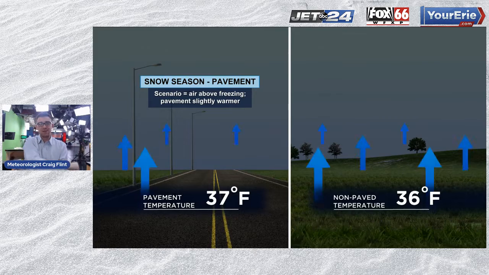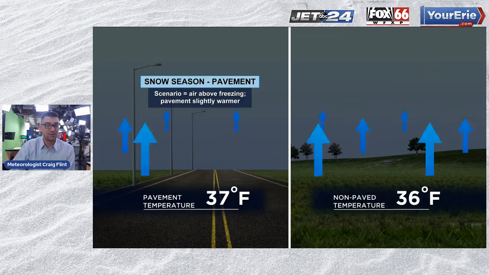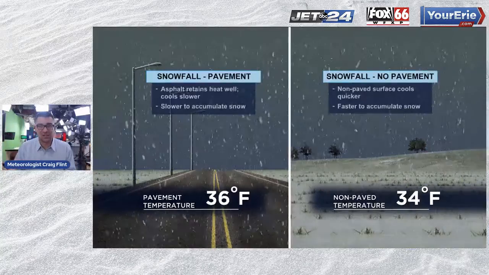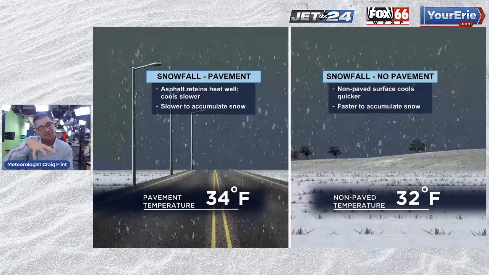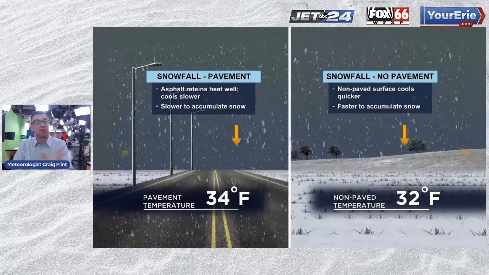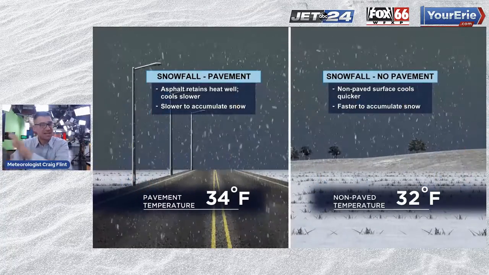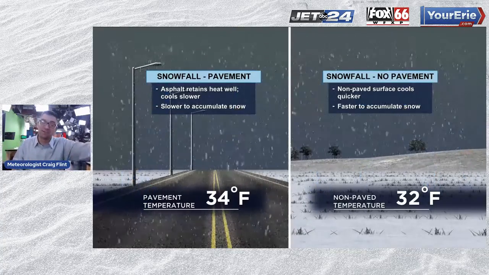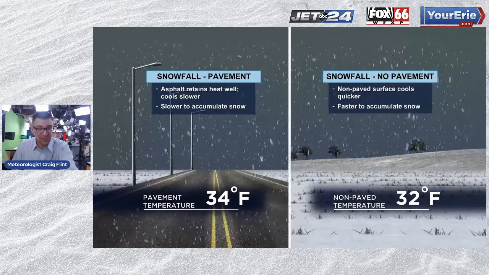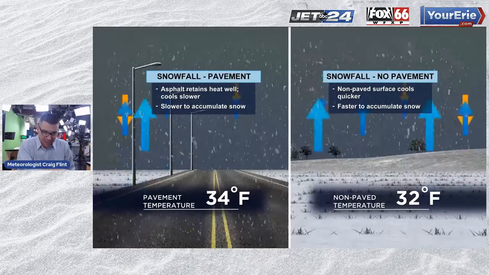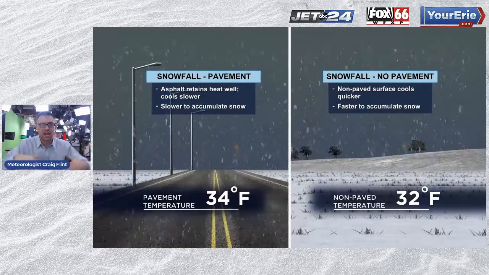And this is what we see, especially this time of the year. Pavement temperature could be safely above freezing, and the non-paved temperature could be a degree or two cooler. Well, what happens is, as it starts to snow, again, that pavement retains the warmth a little bit longer, so it stays above freezing compared to the grassy surfaces. Non-paved surfaces cool quicker, so that means the snow is going to accumulate faster on grassy surfaces versus pavement. So asphalt, again, retaining that heat, causes the snow initially to melt.